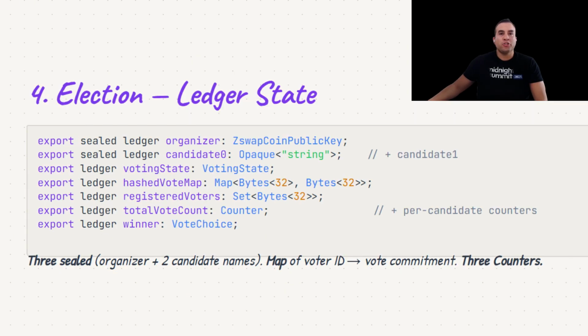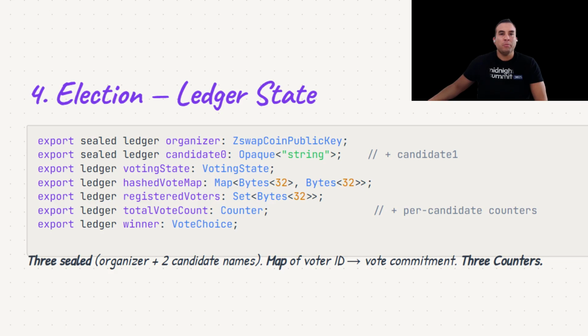10 storage cells. Let me group them so it doesn't feel overwhelming. 3 sealed cells, all set at deploy time. Organizer is the public key of whoever deployed the contract. Only they can run the admin functions. Candidate 0 and candidate 1 hold the two candidate names. Nobody can swap candidates mid-election.